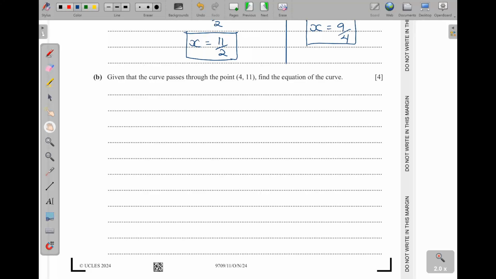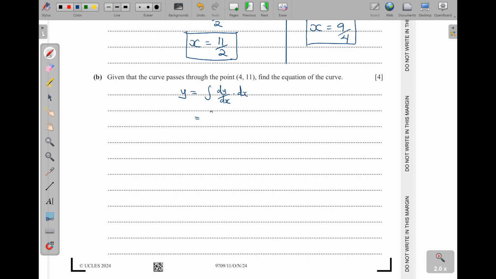Next, part B, they are saying, given that the curve passes through the point (4, 11), find the equation of the curve. To find the equation of the curve, I need to integrate, okay? So y is going to be equal to the integral of dy/dx. You integrate it with respect to x.